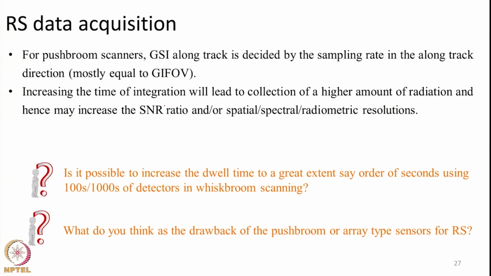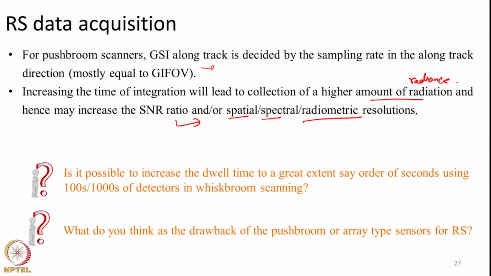Increasing the time of integration, like push broom scanner has a lot of time to collect data, will lead to collection of a high amount of radiation, that is radiance basically, which will increase the signal to noise ratio and which can be translated to improve the spatial, spectral or radiometric resolution of the data. That is, a higher amount of signal collected will lead to high SNR, and hence we can use this improved SNR for increasing either the spatial or spectral or radiometric resolutions. So, we have just covered in detail about the spatial resolution. We will see about spectral and radiometric resolutions in the coming lectures.